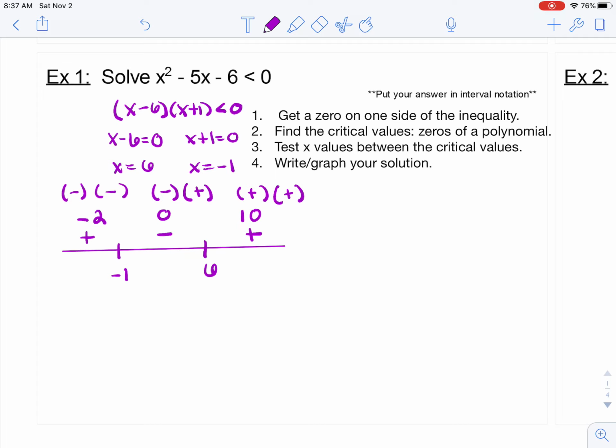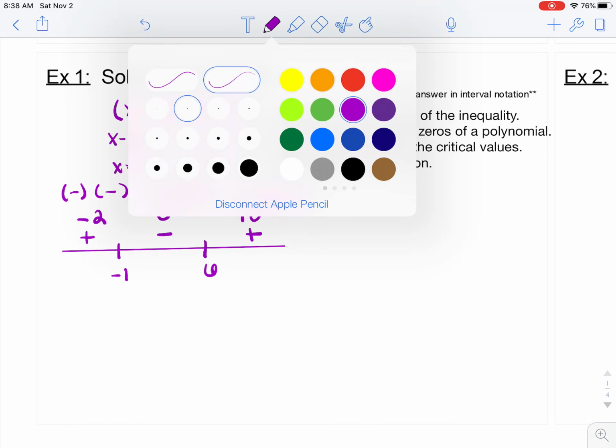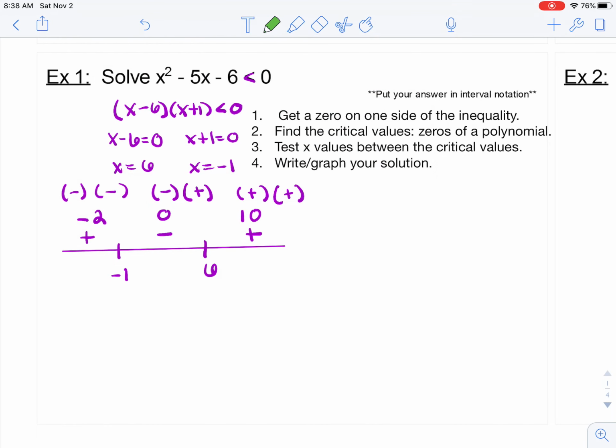So we go back up to our original problem. We want to know where x squared minus 5x minus 6 is less than 0. So if it's less than 0, we're looking for all negative values. So we're going to look from negative 1 to 6 and all the values in between. So our final solution in interval notation would just be negative 1 to 6.